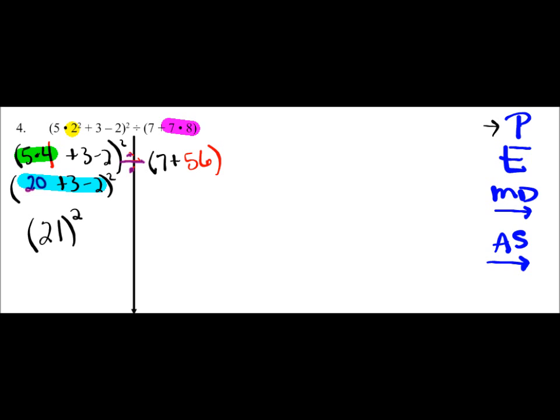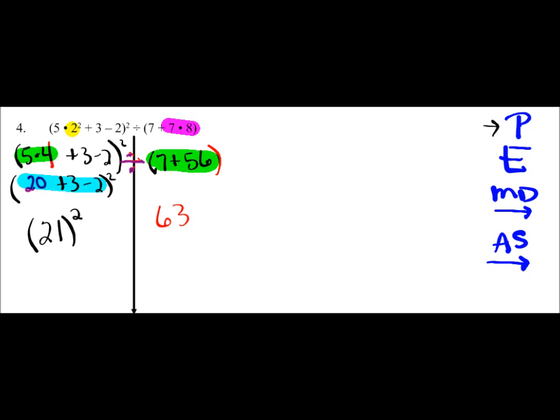Now, the next thing I'll look for, is there any addition or subtraction? Yep, there sure is. Here it is. It's going to be right here. 7 plus 56. 7 plus 56 is 63. So that number over there becomes 63.